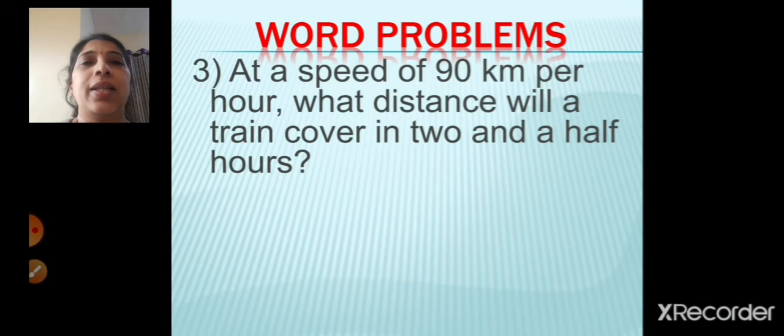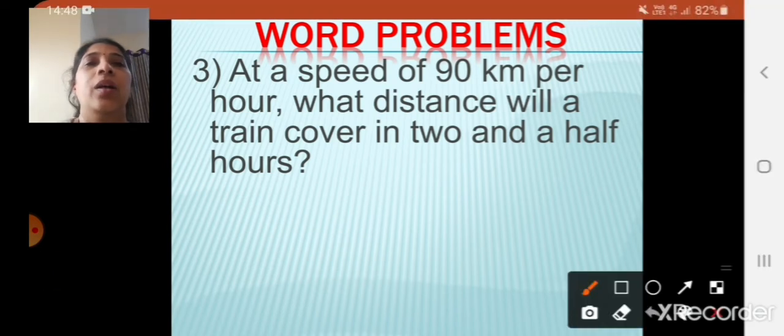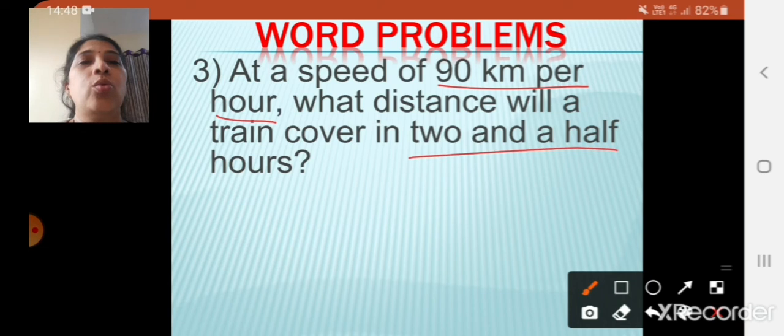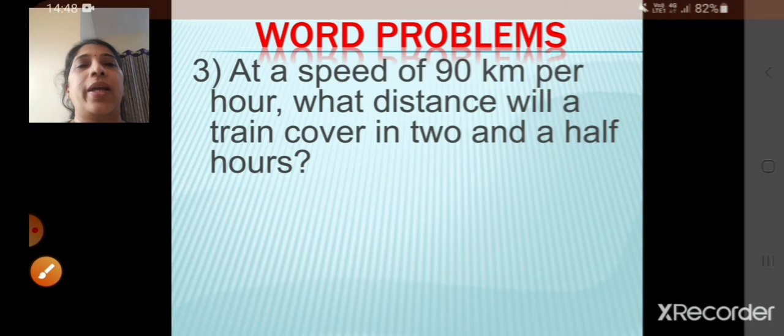So let's take third example. At a speed of 90 km per hour, what distance will a train cover in 2.5 hours? Right? So what is given in the question? The train, it is running at a speed of 90 km per hour. Now 90 km per hour means in 1 hour it is traveling at a speed of 90 km. So you have to find out the distance the train will cover in 2.5 hours, right? So let's see how to carry out.